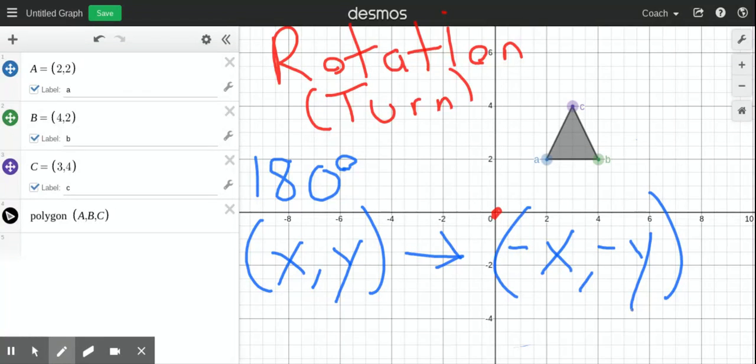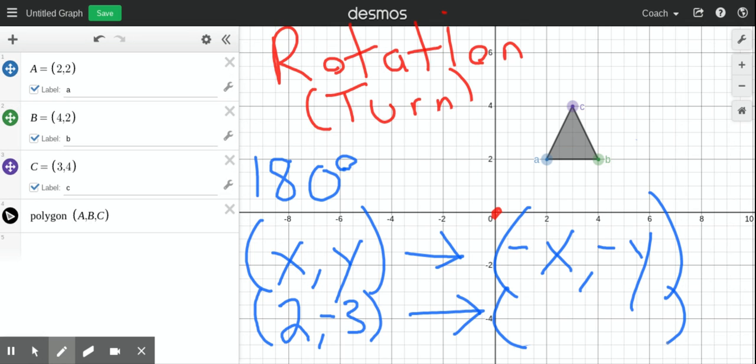So let's just throw an example out. Let's say the original one was (2, -3), and it says rotate around the x-axis 180-degree turn. Well, now it's going to be (-2, 3). So just change the signs.